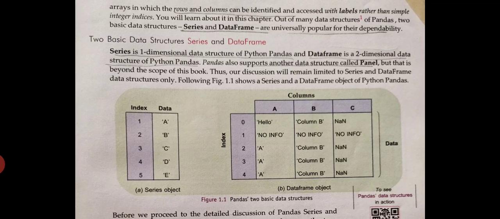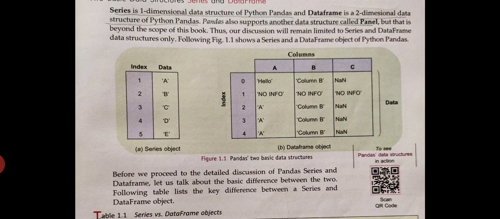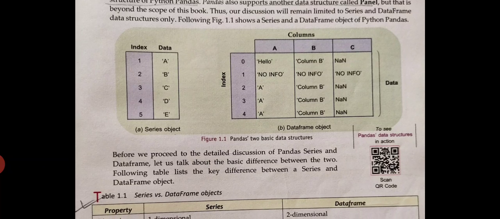Now in the figure you can see that in A, this index is common in both the cases, that it will take automatically. So index and then data, this is series, one dimensional you can say. But in case of data frame, you will see it is multi-dimensional. You can see A, B, C columns are there and index is common. Pandas also supports another data structure called panel, but it is not in your syllabus. So here you can see two figures which show the difference between series and data frame.